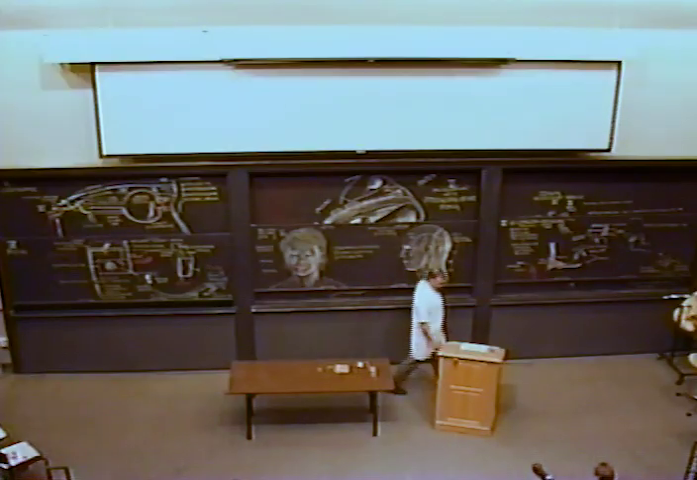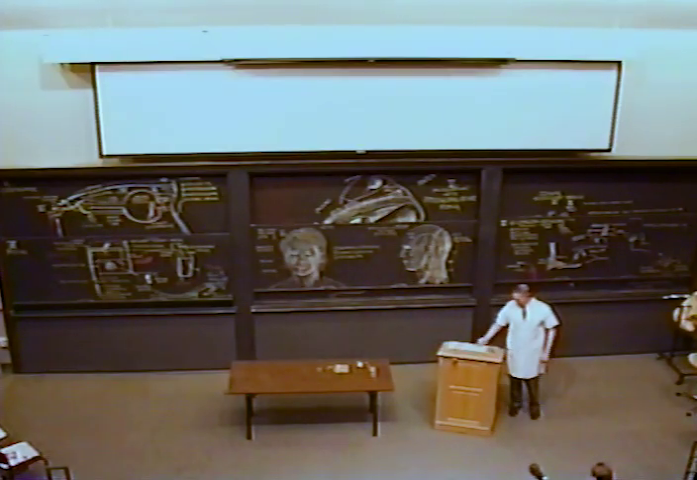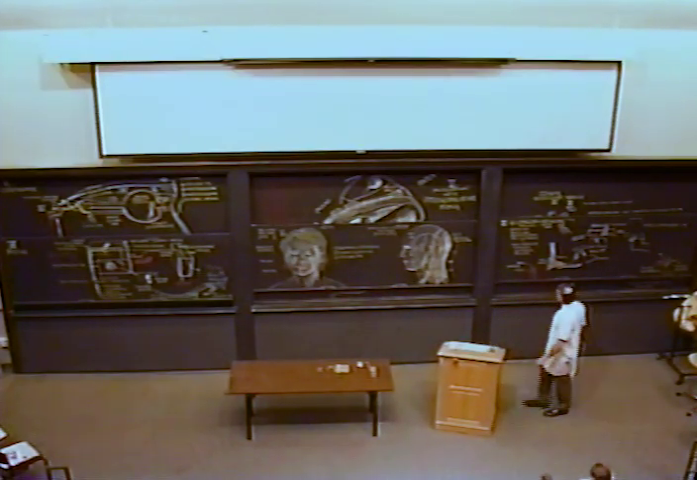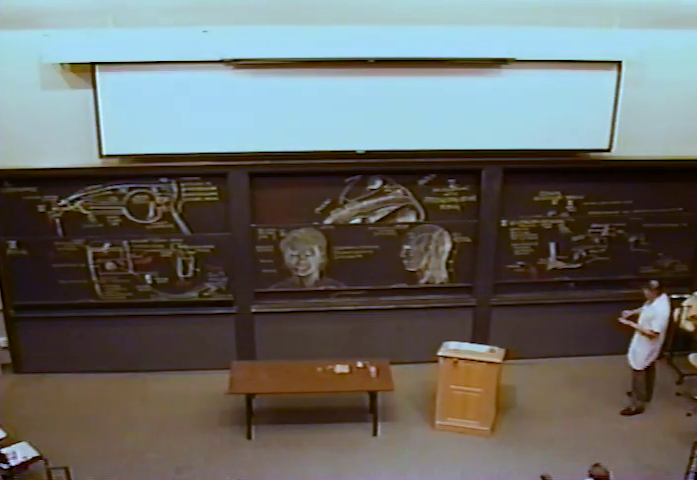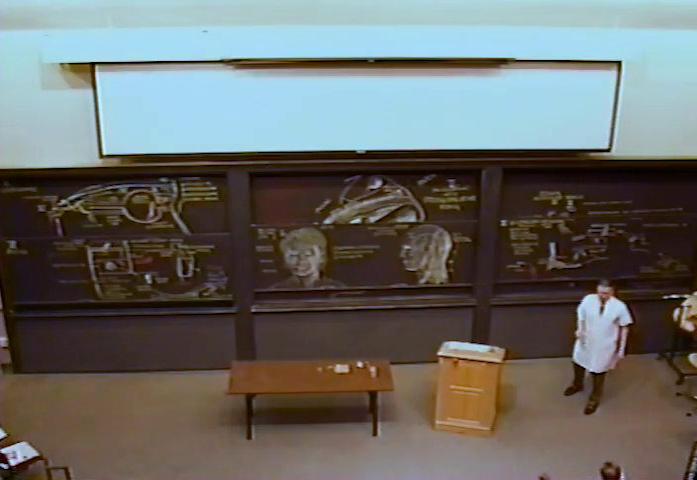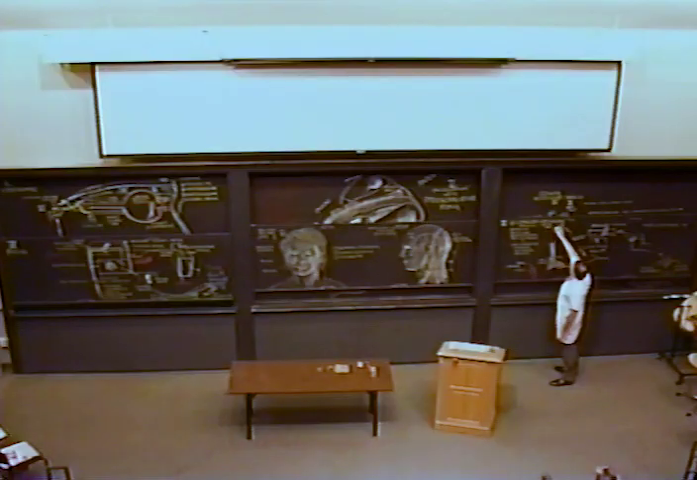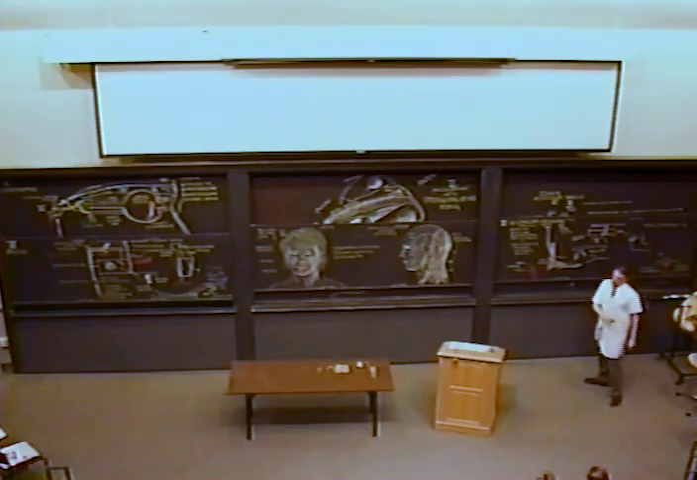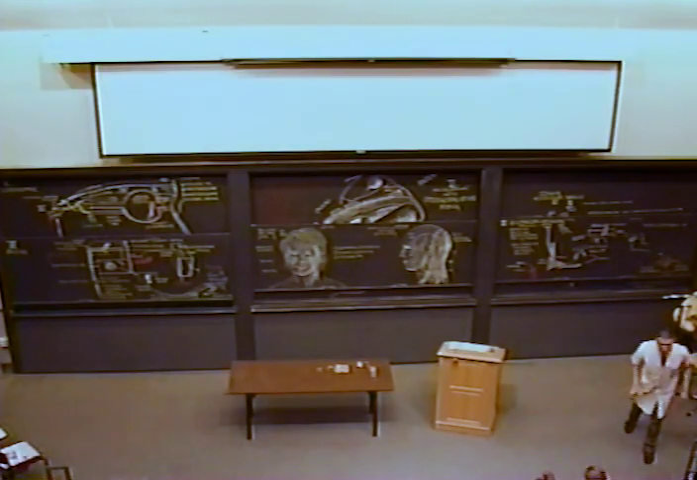9, glossopharyngeal. The motor distribution of 9 is not particularly impressive. 9 exits, as you know, the jugular foramen and has only a single muscle to which it provides motor supply. Yellow, and that is the stylopharyngeus.